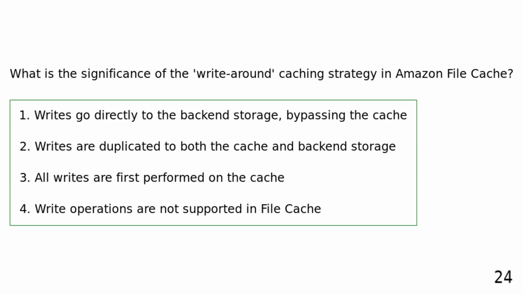What is the significance of the write-around caching strategy in Amazon File Cache? Writes go directly to the backend storage, bypassing the cache. Writes are duplicated to both the cache and backend storage. All writes are first performed on the cache. Write operations are not supported in File Cache.